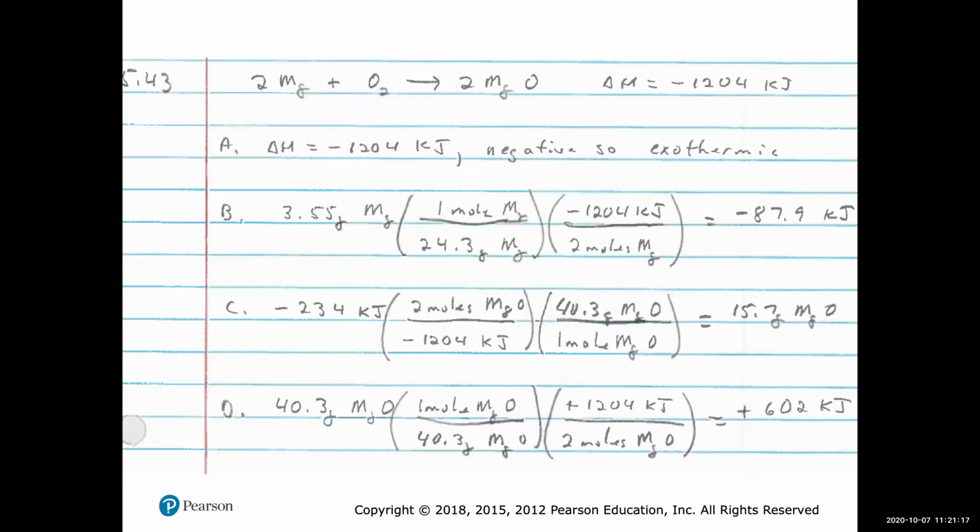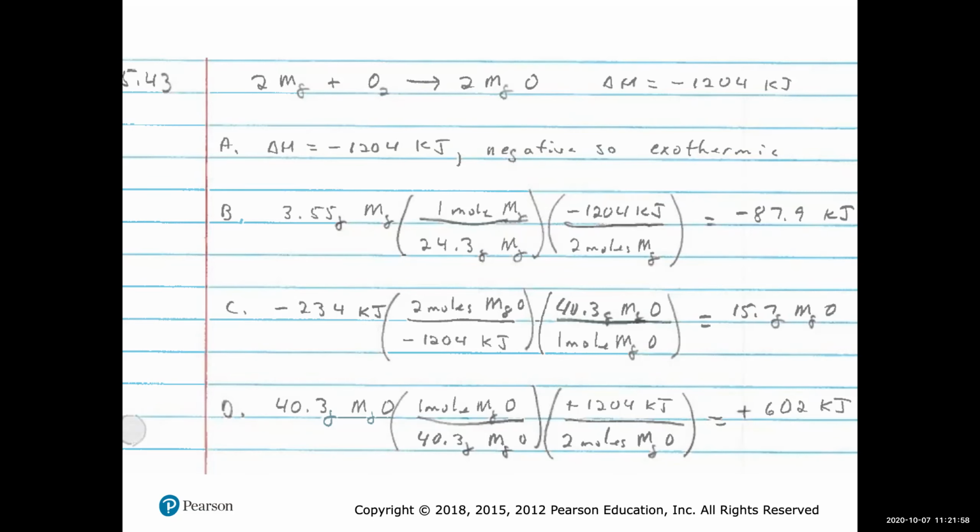In D, it says how many kilojoules of heat are absorbed when 40.3 grams of magnesium oxide is decomposed into magnesium and oxygen at constant pressure. So I look at that and I see the key thing is 40.3 grams of magnesium oxide. I'm trying to get to an energy value. So I know that I'm going to have to get into moles and then use the stoichiometry on my equation to get it into my final energy value.